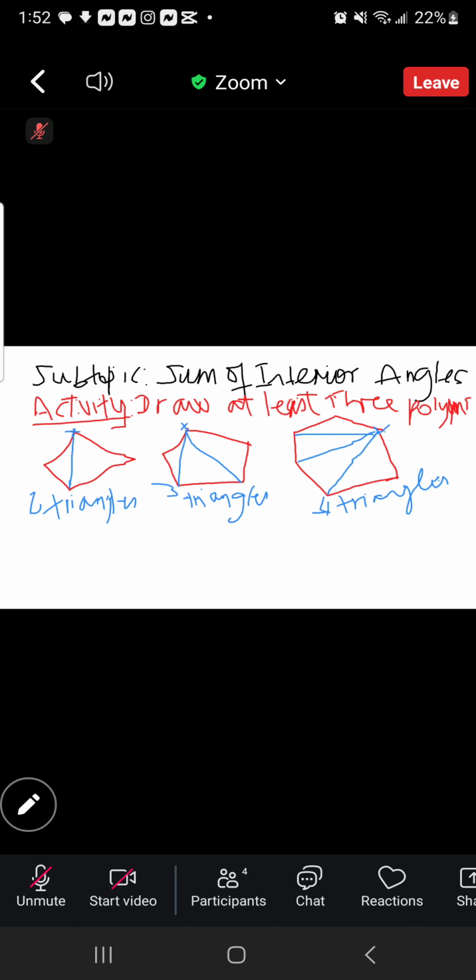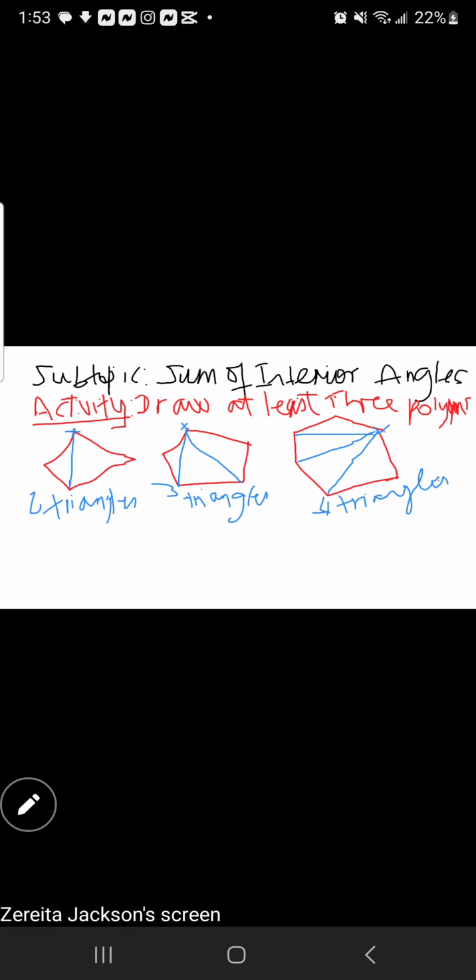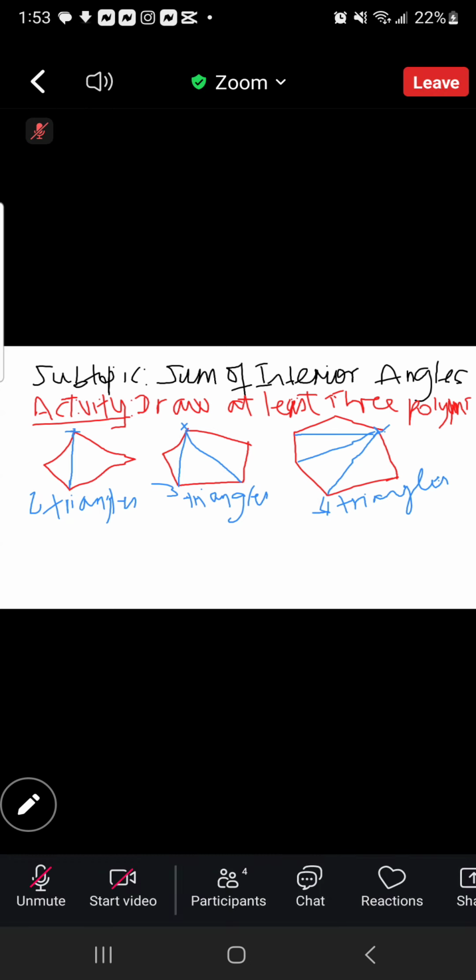Anybody else? Any other observation? Which is the first polygon? A triangle. All right, a triangle is just one triangle. Very good. But a quadrilateral is how many? 2 triangles. A pentagon is 3 triangles. All right. So guess what now?